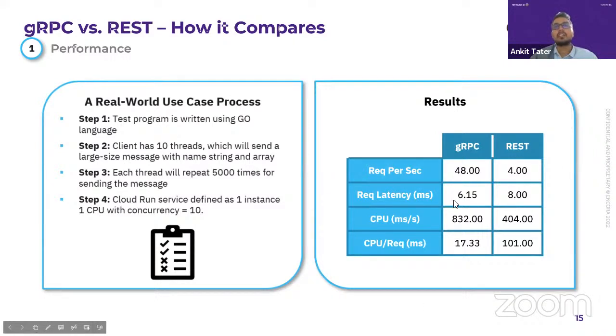And if we look at the latency, approximately both have the same latency, but the number of messages the CPU was processing in terms of gRPC is different. The total time it has taken is around 832 milliseconds, whereas in case of REST it has taken 404 milliseconds. So if we divide 832 by 48, the CPU was taking 17.33 milliseconds for each request, right? Which is quite amazing compared with REST.